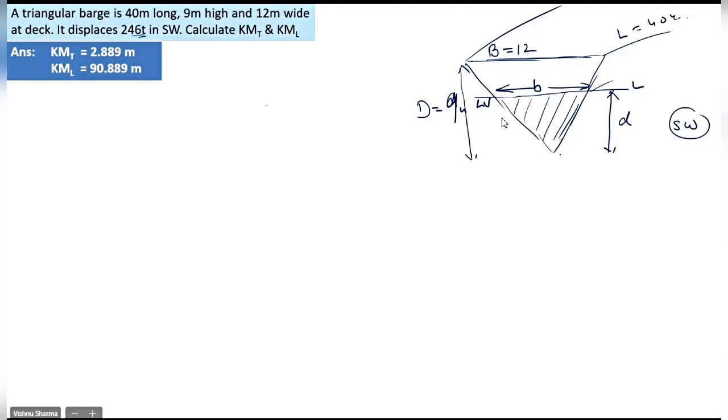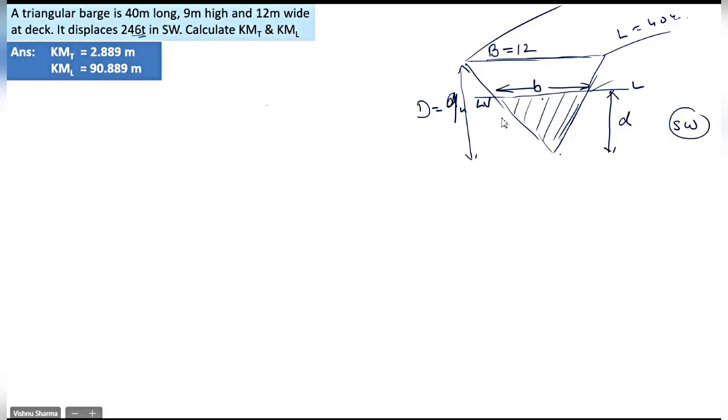By similar triangles, yeah, tell me, beta. Sir, the volume is directly given by displacement, if we divide by the density of salt water. Beta, I said I need the draft, right? Okay. You need B. Okay.